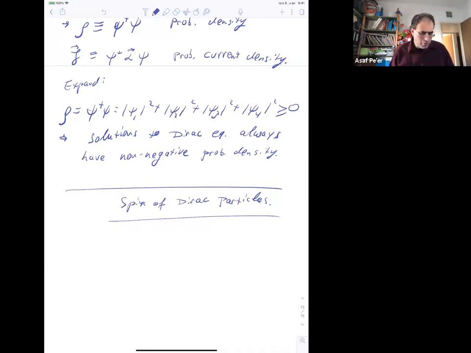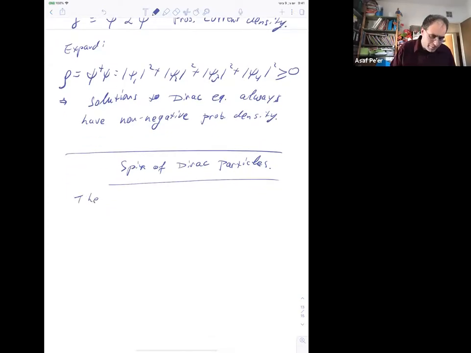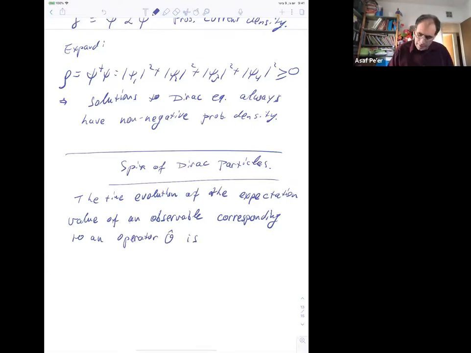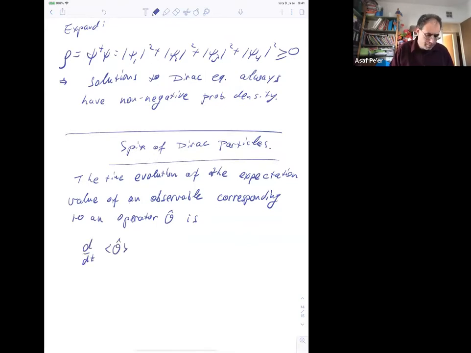So in quantum mechanics, right, the time evolution of the expectation value of an observable, something which we measure, right, that corresponds to an operator O, is d over dt of O, d over dt of psi, O, psi.